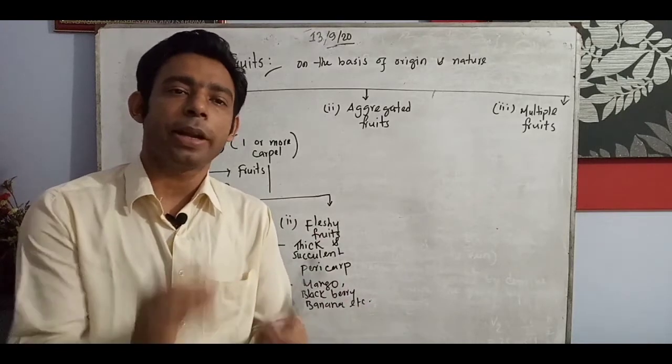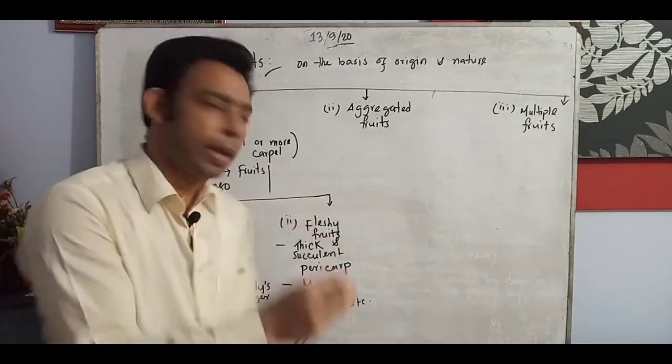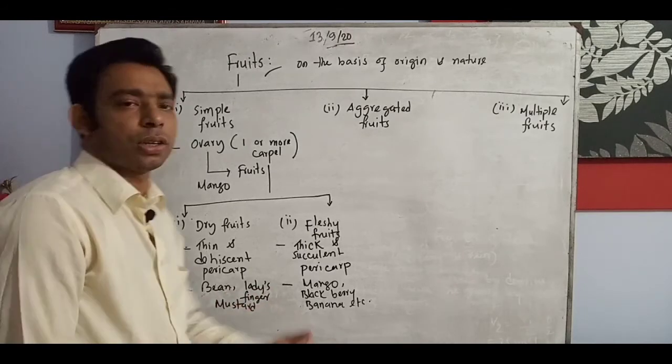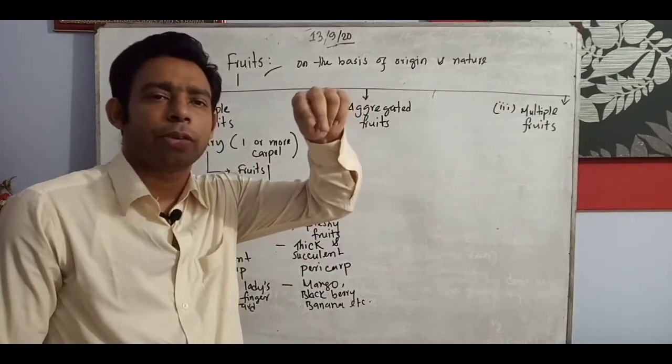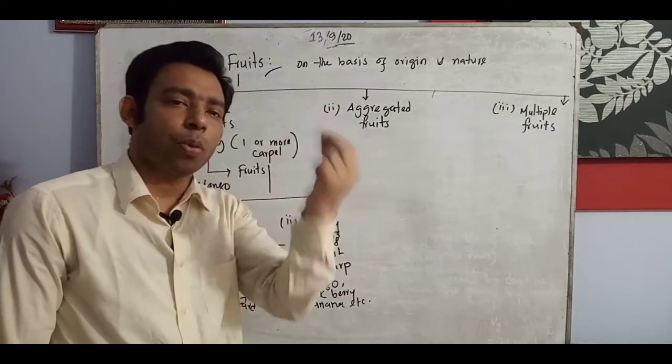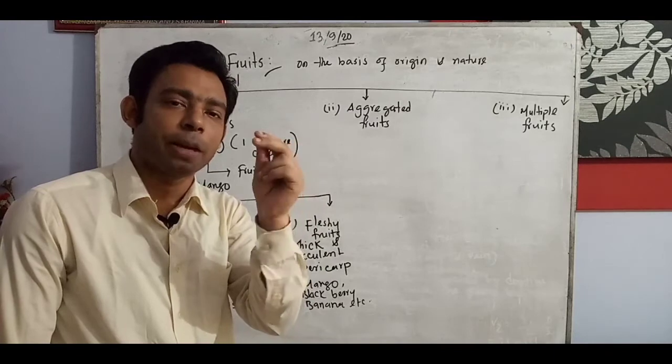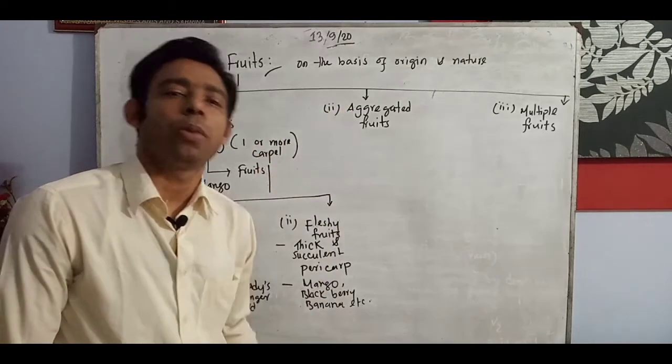When it is ripened, it gets that type of shape, for example bean, lettuce finger, mustard. What type of thing have we seen? Okay, dry fruits, that means there is a dehiscent pericarp. The pericarp is fully dry, so we have no fluids.